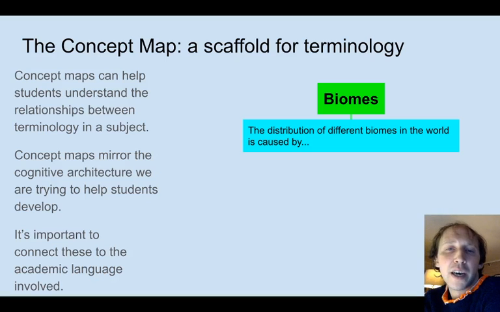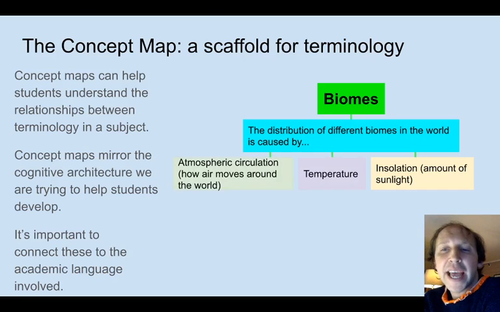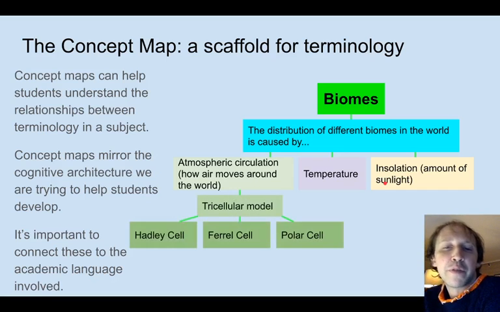So here, with this box, I'm showing some of the academic language that I use to connect biomes to these three ideas: insolation, temperature, and atmospheric circulation, and I have provided some glosses on a couple of these. But that's not all. We've got the tricellular model, and then we break that down even further.